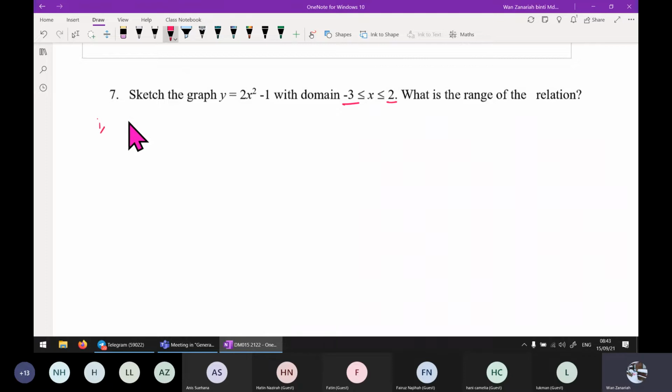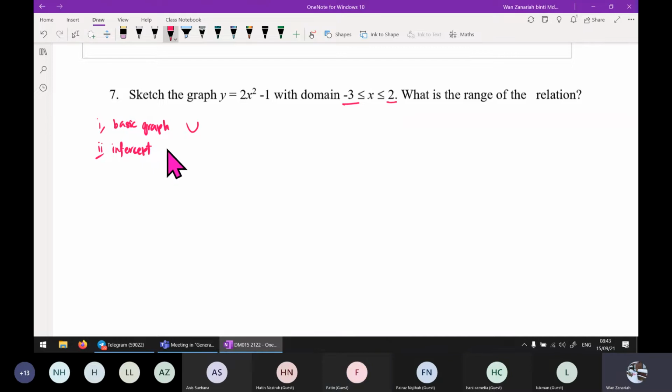So yang pertama apa? Basic graph. Basic graph dia apa? Okay, everyone, basic graph for 2x square jadi macam mana rupa dia? Senyum. Yes, senyum. Basic graph dia adalah senyum. Okay. And then number 2, is there any intercept? Yes. Ada.